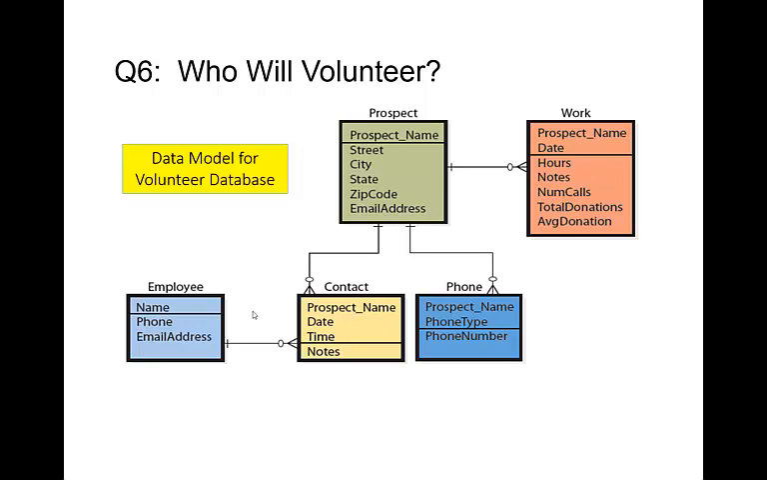Now you might say, well, why are there multiple phone numbers? Okay, so you can think of a prospect as possibly having more than one phone number. They might have an email. I mean, they might have a mobile phone, home phone, work phone. Who knows what else, right? And then you have the contact information. So who contacted them? So if an employee contacted them in the past, we can keep a record of that.